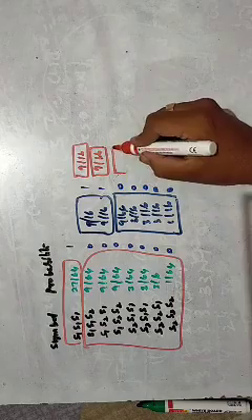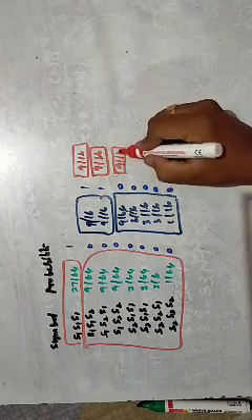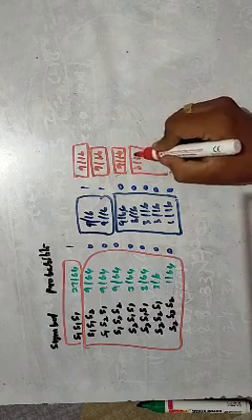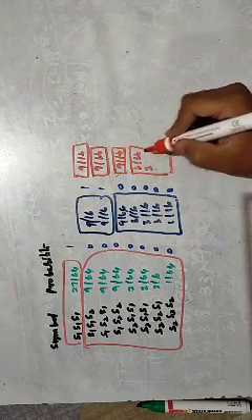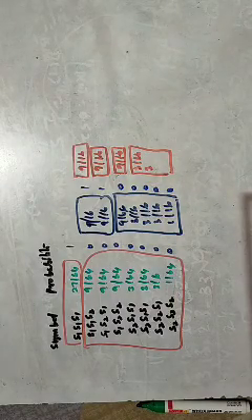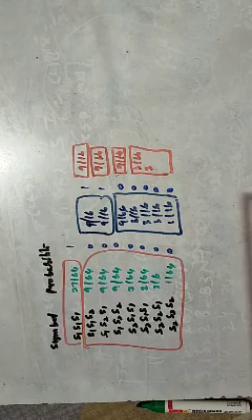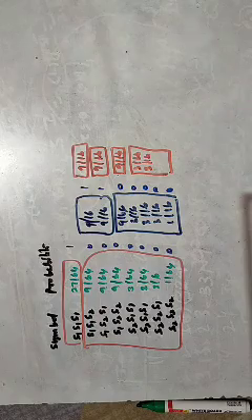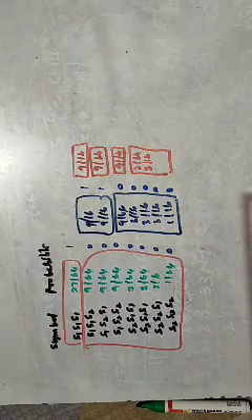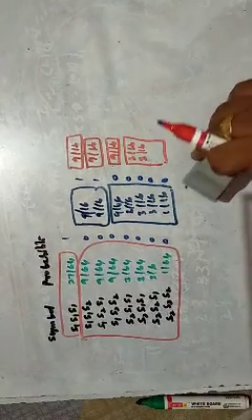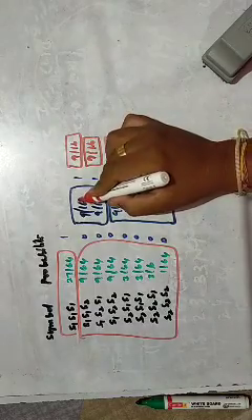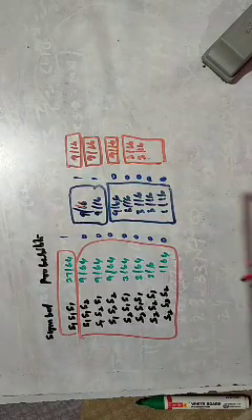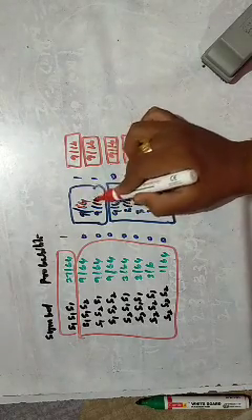Similarly, this is 9 by 16, this is 3 by 16, 3 by 16. Sorry, this is not denominator 16. These denominators all are 64. Sorry, the denominator is 64.